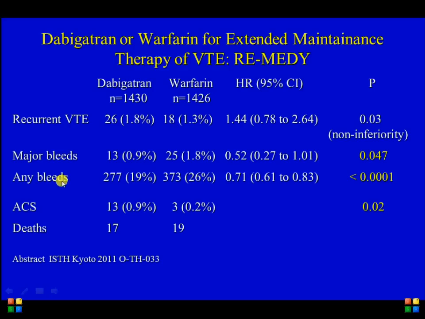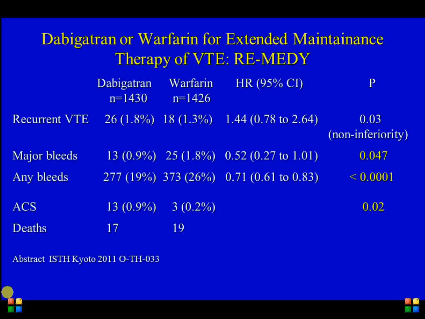And of course, any bleeds is 19% versus 26%. There was a problem, though. In this particular study, the acute coronary syndromes, the myocardial infarctions that occurred, were increased compared with warfarin. And this now is emerging as a side effect of dabigatran. So we have to be very cautious.